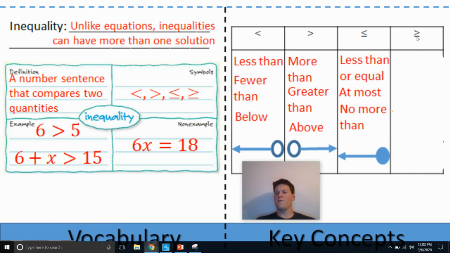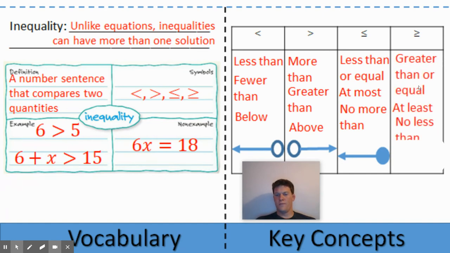Our last one, we have greater than or equal to, which can also be called at least and no less than. Similar to the less than or equal to, it's another closed circle, but this time we're pointing towards the right because we want this point and all of the ones greater than it.